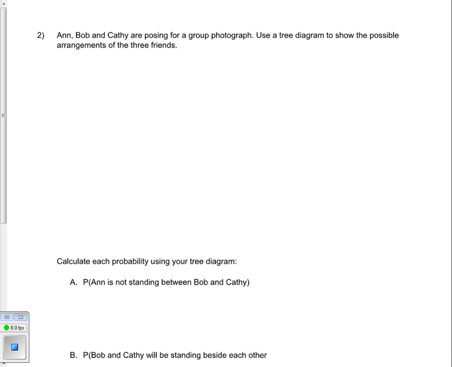So let's start off by identifying what the combinations are going to be. We know we have 3 options. We've got Anne, we've got Bob, and we've got Kathy. So in the first spot, you could have either Anne, Bob, or Kathy.